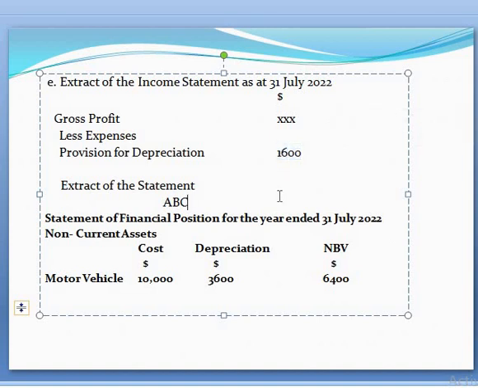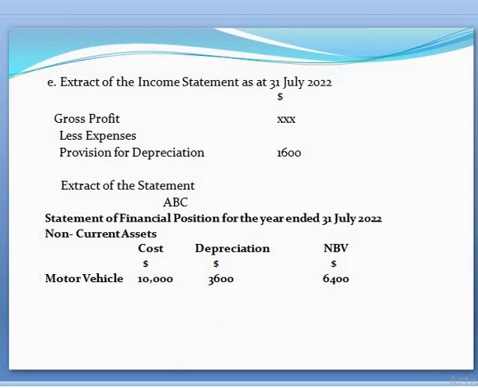But in the statement of financial position, we show the total depreciation, which will be subtracted from the asset. That will be 10,000 minus 3,600, which is equal to 6,400. As you can see, in the statement of financial position you show the total depreciation and you subtract it from the cost. Right. So we have gone through a few slides.